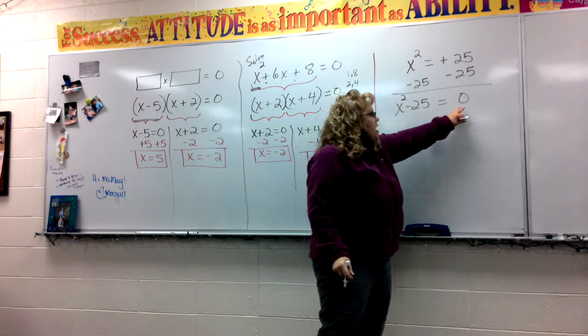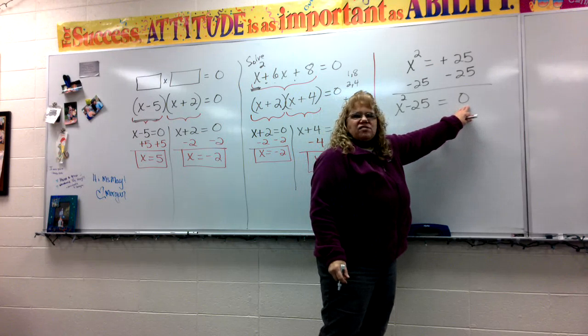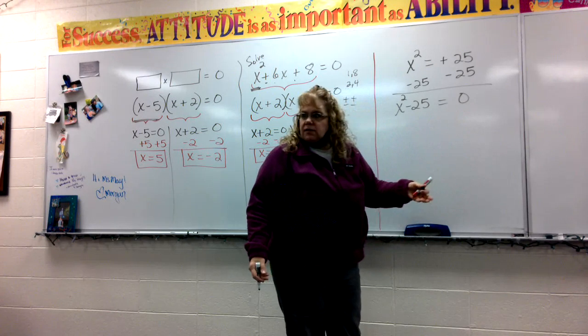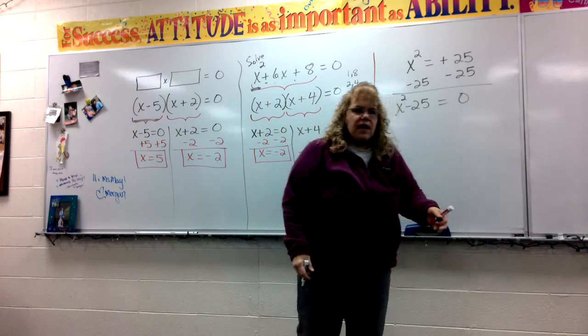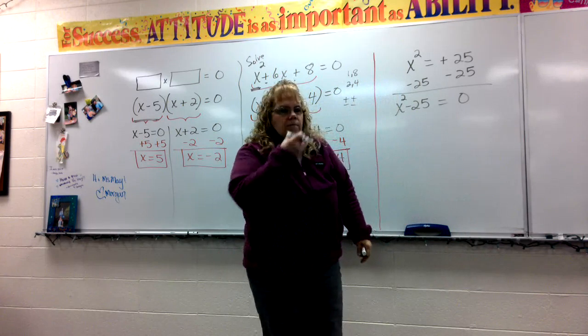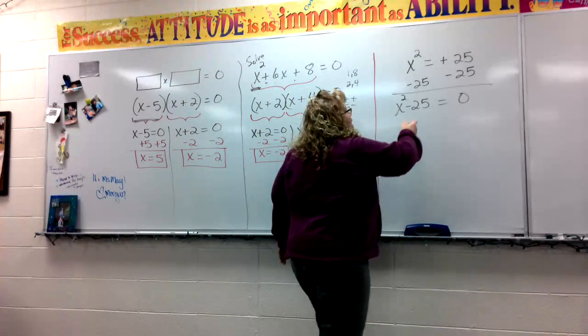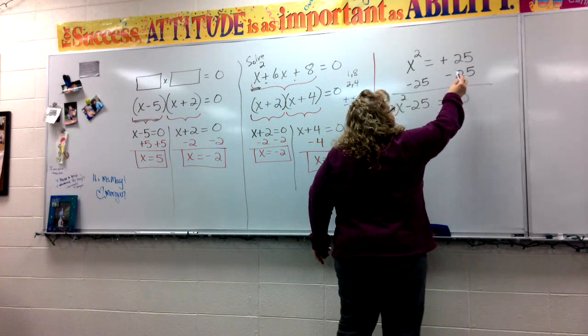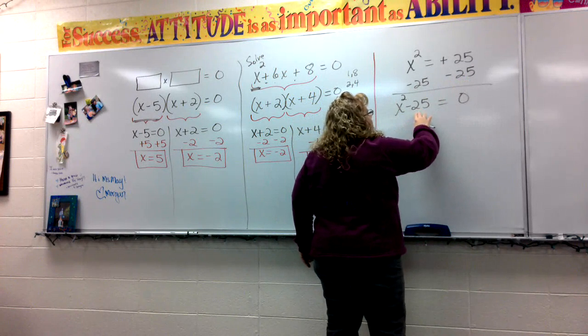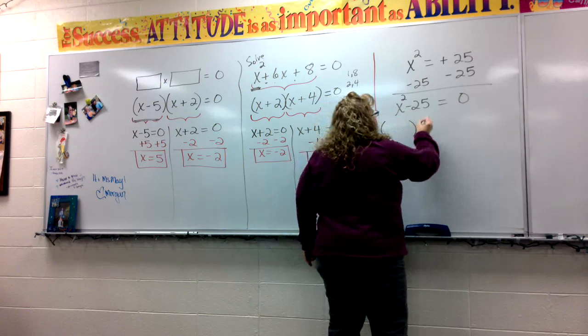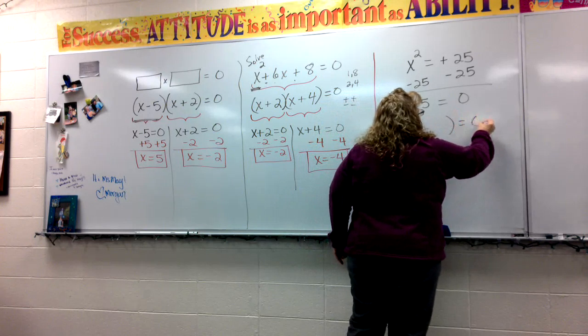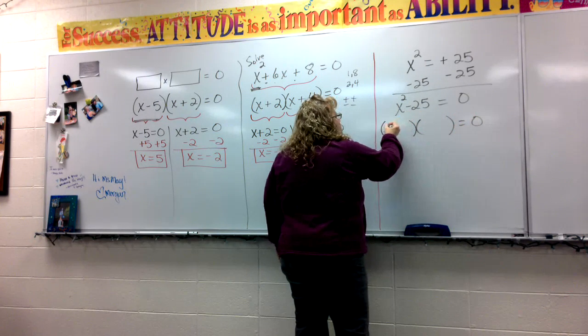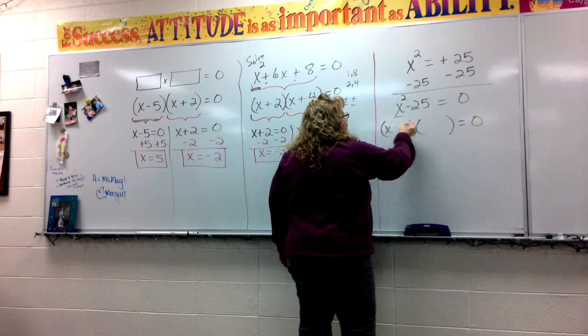It always has to equal 0. That's the whole idea with this method. Multiplying two things and having it equal 0, right? So you've got to get rid of that 25, subtract 25, subtract 25. Now, see if you can factor this. Can you factor this? X squared, x and x.